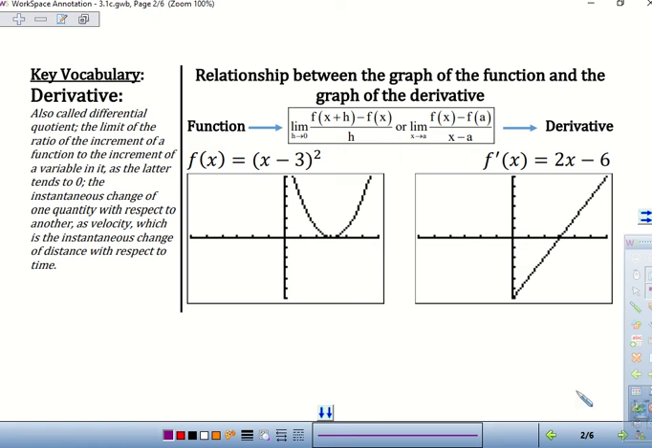If you were to use the formula to find the derivative of f of x equals x minus 3 squared, you would get 2x minus 6. What you're always going to notice is when you take the derivative of a function, it always goes down a degree. If it's to the second, it goes down to just the first, x. If it's a fourth degree polynomial, it goes down to the third, cubic. If it's to the third degree, it goes down to the second.